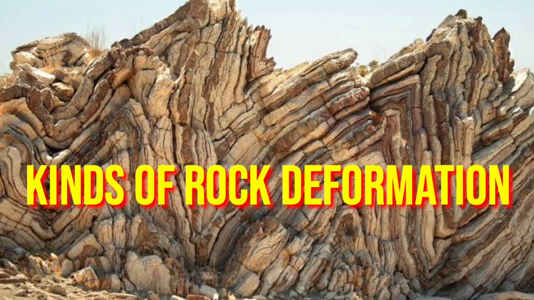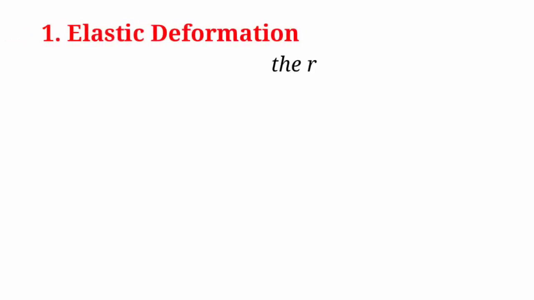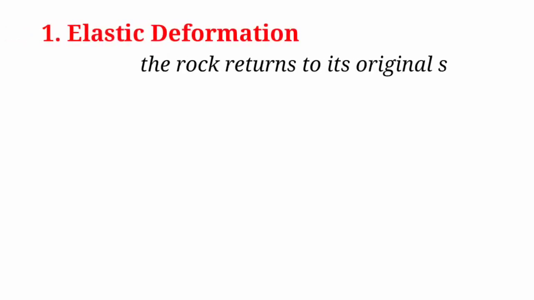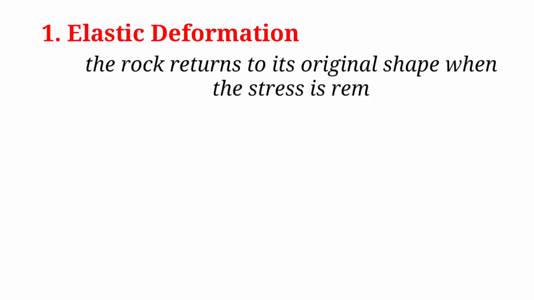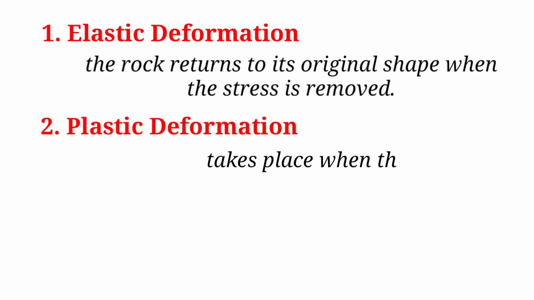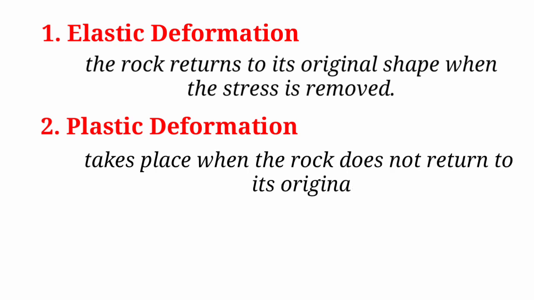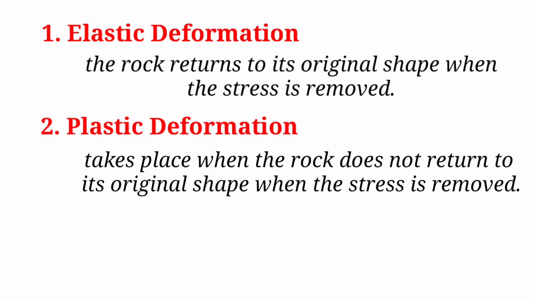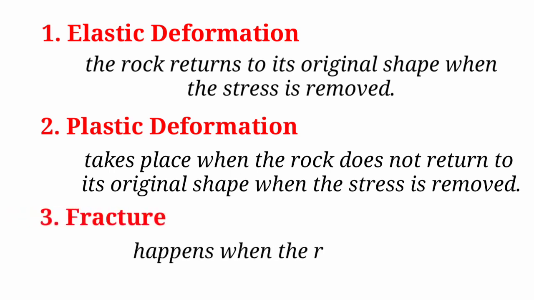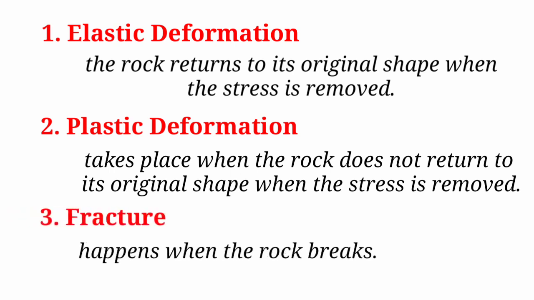There are three kinds of rock deformation. The first kind of deformation is called elastic. This happens when rock returns to its original shape when the stress is removed. Second is plastic deformation. This takes place when the rock does not return to its original shape when the stress is removed. And last is called fracture, which happens when the rock breaks because of too much stress.